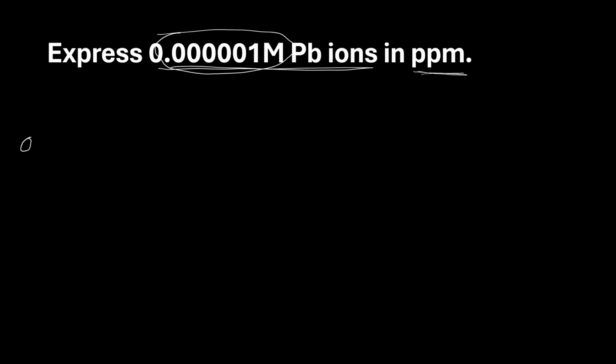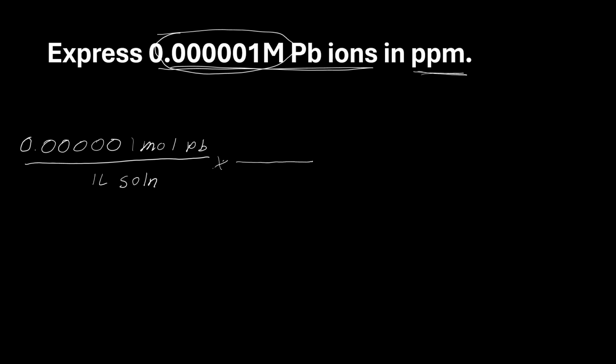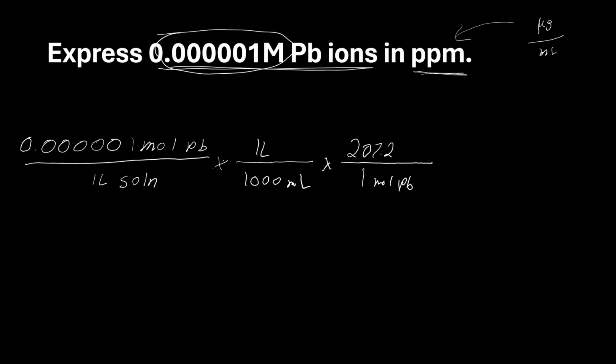So we have 0.0000001 moles of lead ions over 1 liter of solution. First off, I'm going to convert the liters into milliliters to get it into that micrograms per milliliter that we defined parts per million to be. So for every 1 liter, I've got 1,000 milliliters. And then for every 1 mole of lead, I have, I believe, 207.2 grams of lead.